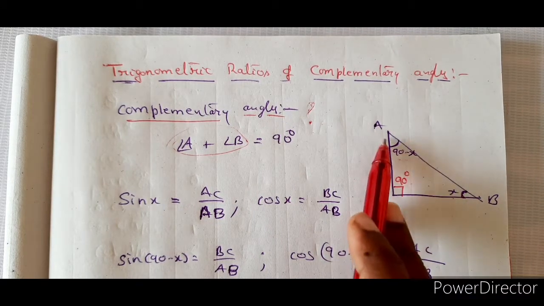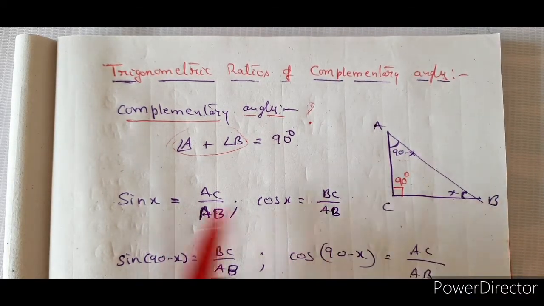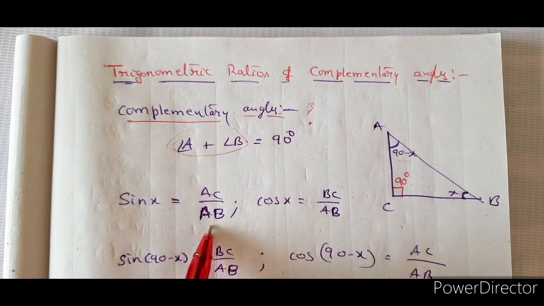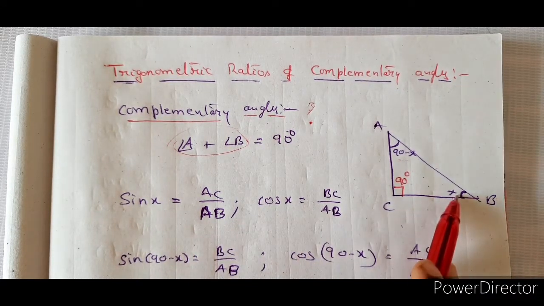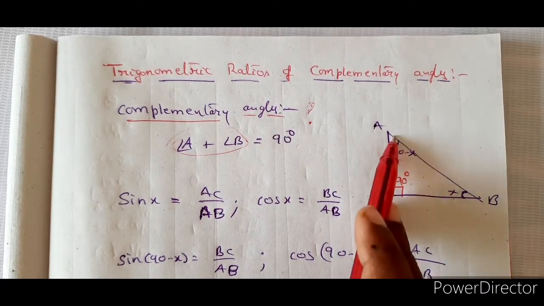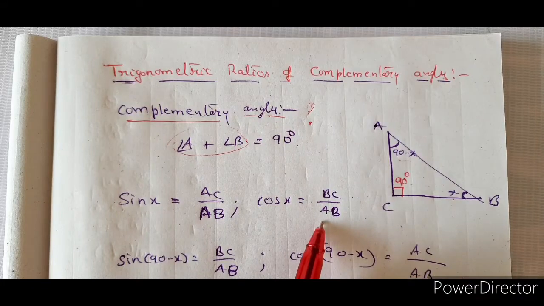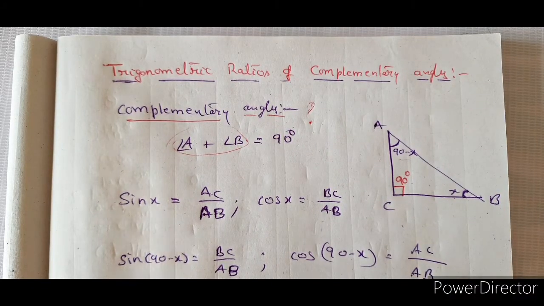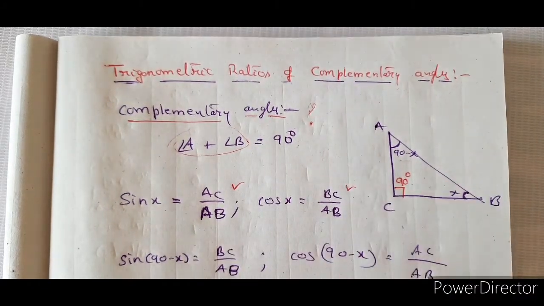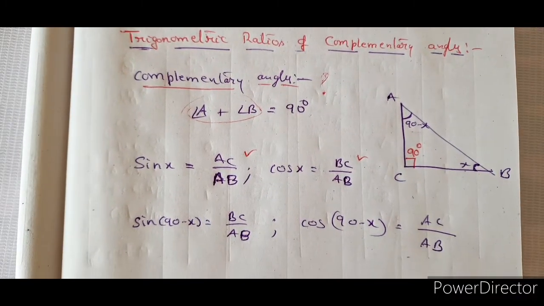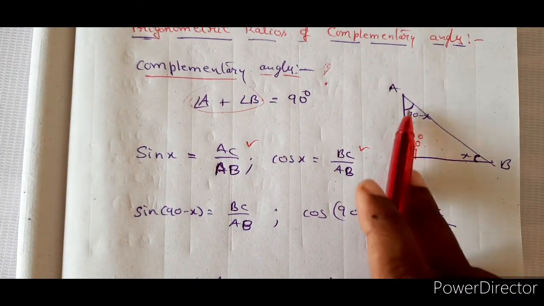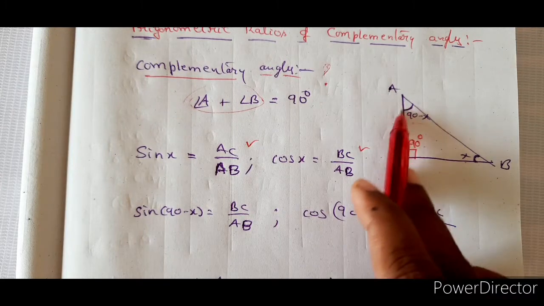For x, the opposite side is AC, hypotenuse is AB. So sin x is equal to AC by AB. Now if I go with cos x, adjacent is BC, by hypotenuse AB, therefore cos x is equal to BC by AB. So both are perfect. Now let us see sin A, that means sin of 90 minus x.